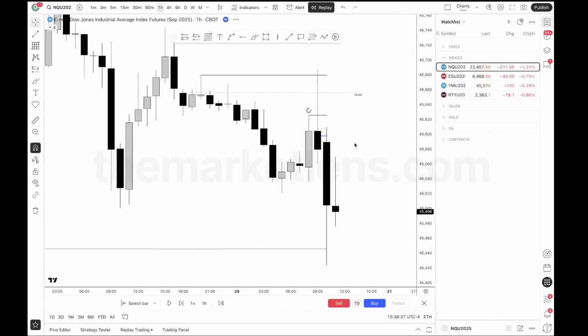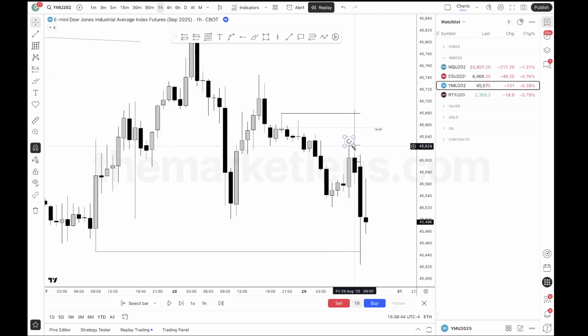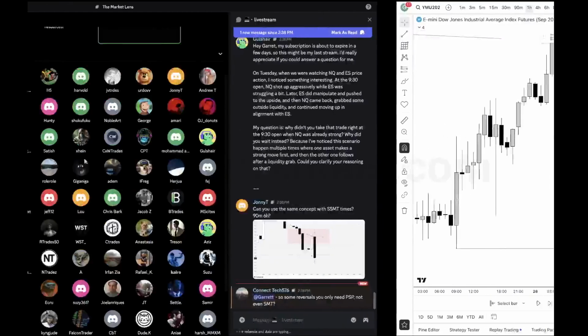I need context because when I look at NQ, clearly it failed to manipulate this low. So if it does that, then I can assume that YM should catch up to it, essentially break that SMT.